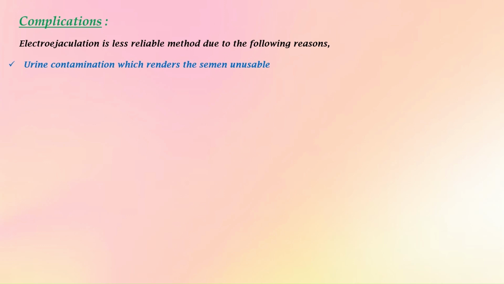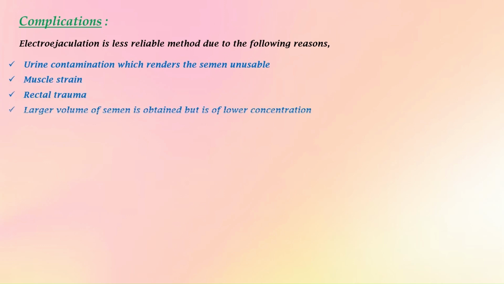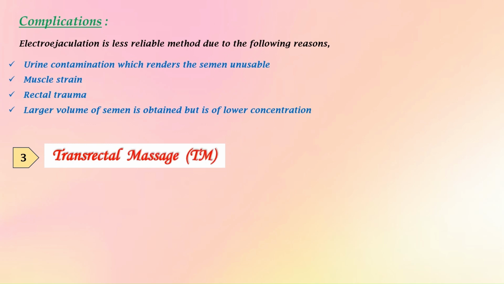There are also few complications associated with this electroejaculation, and so it is less reliable method. Reasons include urine contamination, which renders the semen unusable, muscle strain, rectal trauma, larger volume of semen is obtained but is of lower concentration. The third method is transrectal massage.